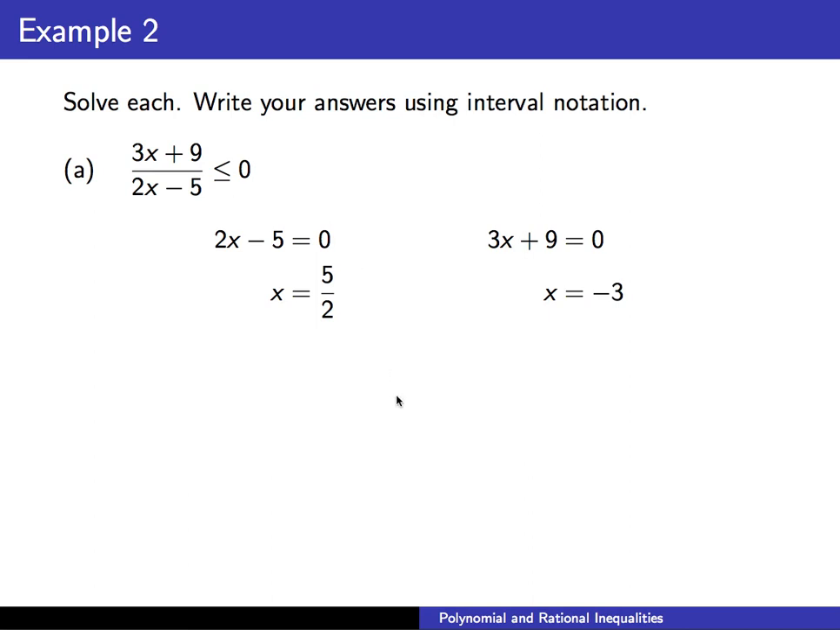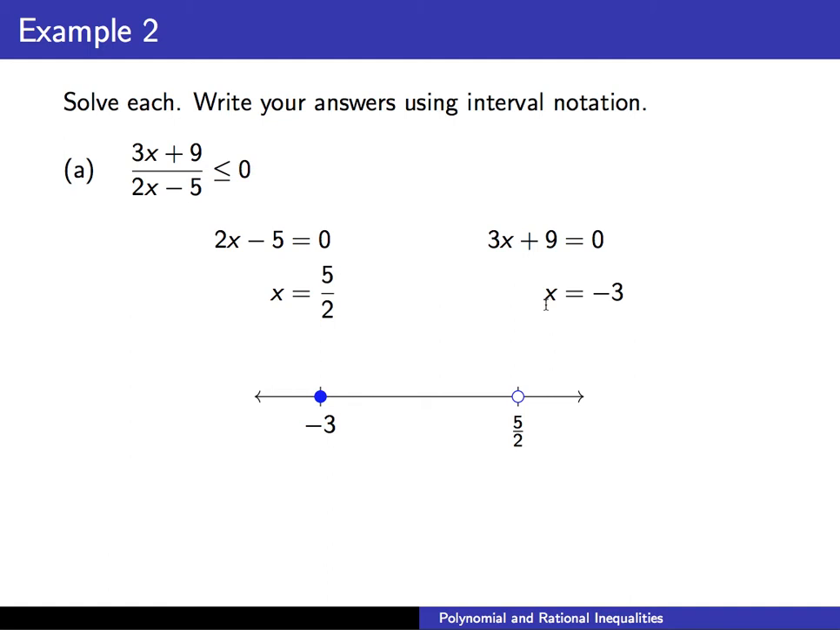And then we can set up our number line with negative 3 and positive 5 halves. The negative 3 can actually equal, because if we plug negative 3 into the original function, we get 0 divided by negative 11, which is equal to 0, and 0 is less than or equal to 0. So we have a closed circle at negative 3. As we said earlier, the 5 halves would cause the denominator to equal 0, so automatically at 5 halves is going to be an open circle.